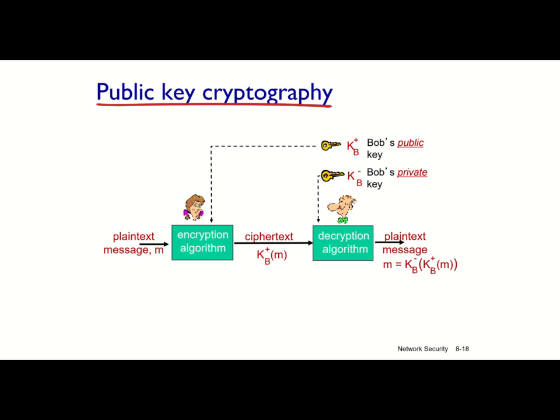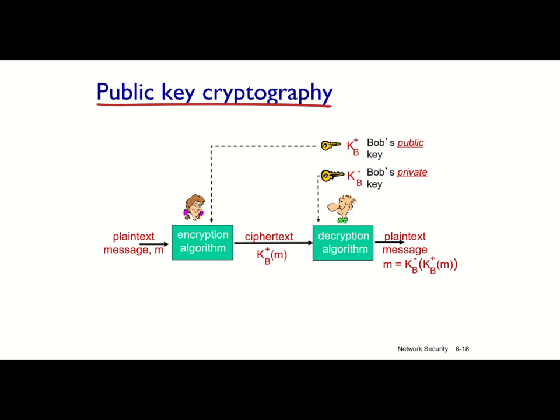On the sender side, Alice used an encryption algorithm to convert the plain text to the ciphertext. In this encryption algorithm, we only apply K_B^+, which is called Bob's public key. So everyone who wants to communicate with Bob has to use his public key, which is known to everyone. Bob makes his public key public so everyone can see it.